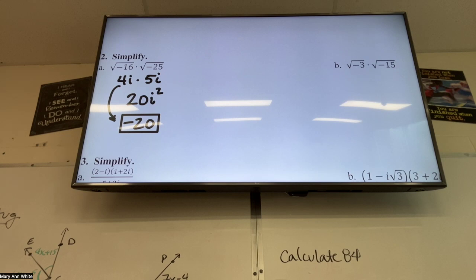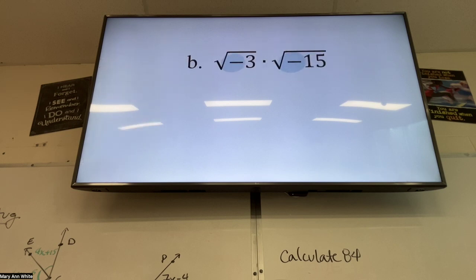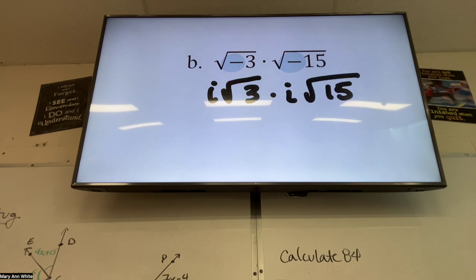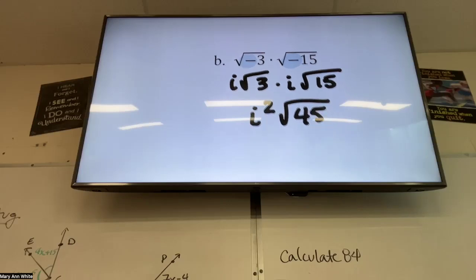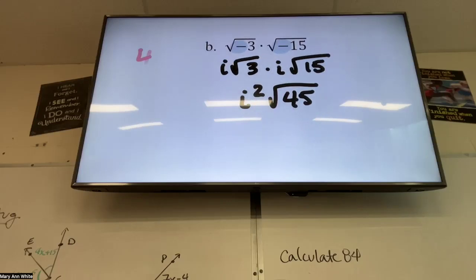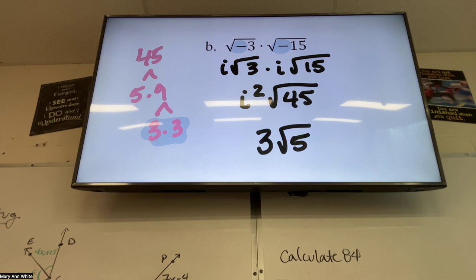Okay. Let's go one more over here. This one, as much as I want to just multiply them together first, I got to deal with that negative. So let's take that negative out in form of i, and then we'll multiply everything together. So I've got i root 3 times i root 15. And then when I multiply that together, I get i squared root 45. And you might need to do a little 45 factor tree off to the side. But that will end up getting me 3 root 5. And what does that i squared do to my answer? Makes it negative.